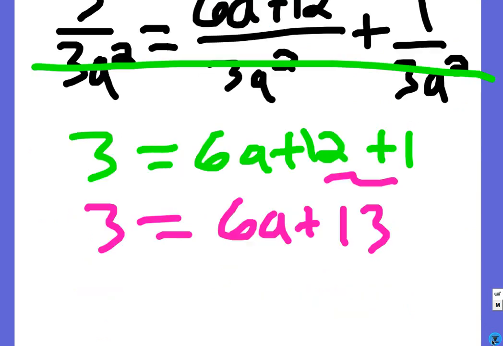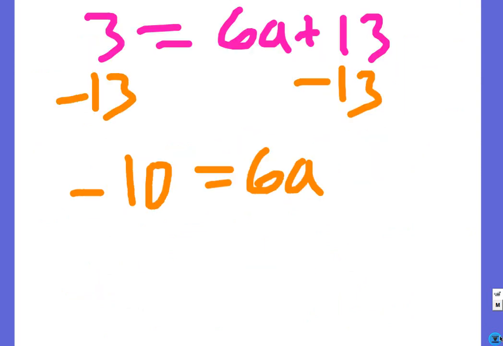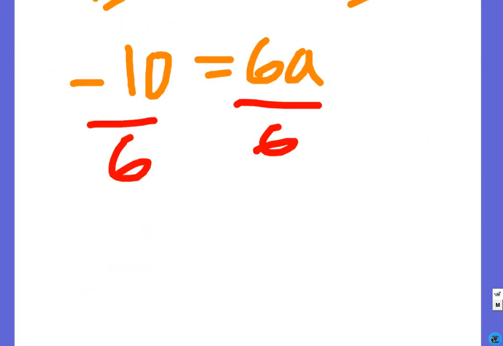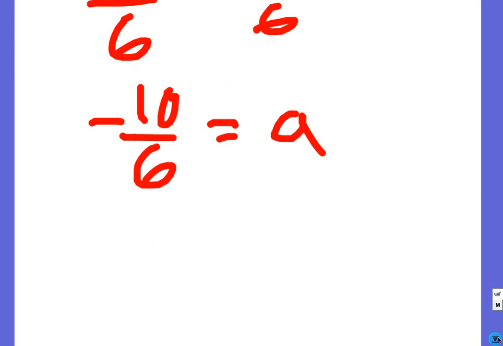What would you do next? Good. Subtract 13. You get negative 10 equals 6a. What would you do next? Divide by 6. Now that's a fraction that can be simplified. We'll talk about that in a second. Yeah, you want to divide the top and bottom by 2. So the final answer is negative 5/3 equals a.